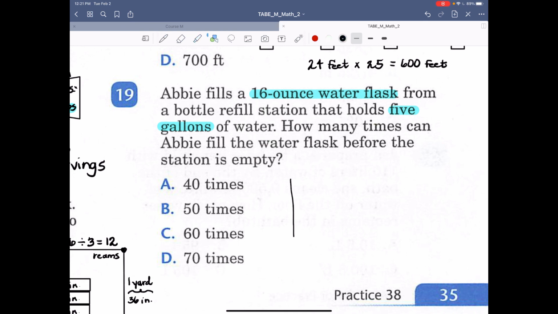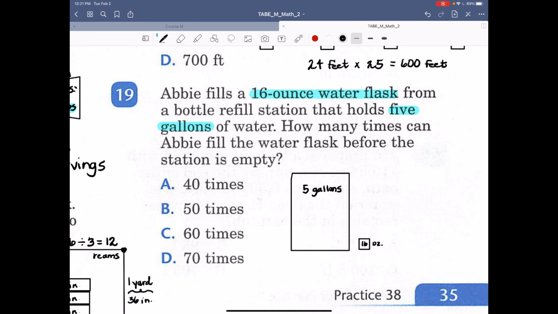So here's the station. I have one of these right outside my door at work. This is an awesome thing. They have 5 gallons of water in the station. And then Abby comes along with a little 16-ounce bottle of water and fills it up. So if Abby is the only person using that water station, how many times can she refill her bottle?